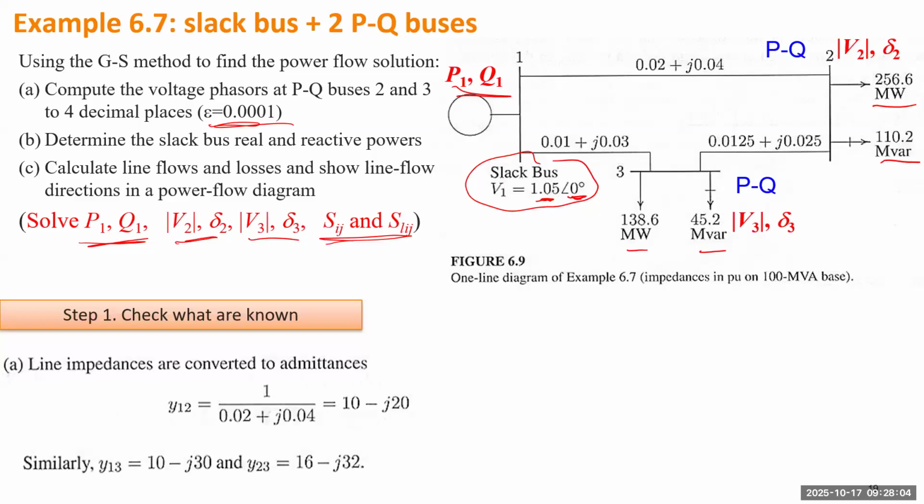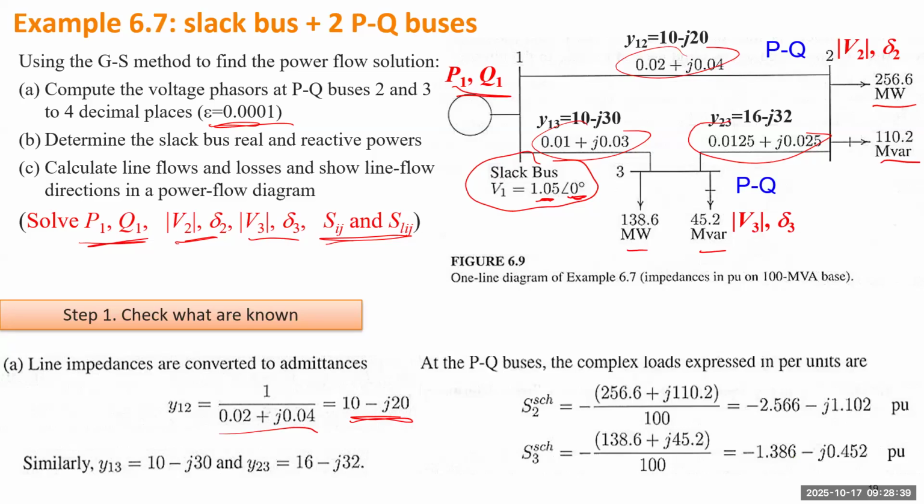Okay, so let's figure out what we already know. First, we know the impedance of each line. We simply calculate the reciprocal value, which will give you the admittance of each line. So we put those admittances there. For this case, the bus admittance matrix will be symmetric because there is no phase shifting. It will be a very simple 3 by 3 matrix.